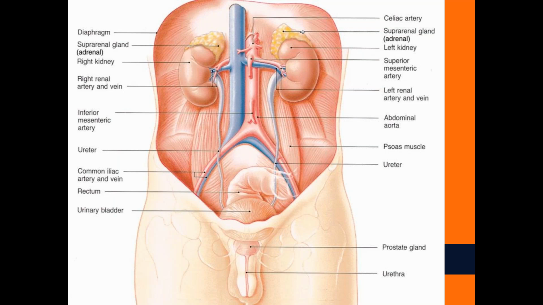UTIs are mostly caused by bacteria entering the urinary system through the urethra. Elderly patients, patients who are immobile, patients who are catheterized, some diabetics or pregnant women can also be very prone to urinary tract infections. But let's go right back to, what do we expect to find? Well, abdominal pelvic pain and tenderness.